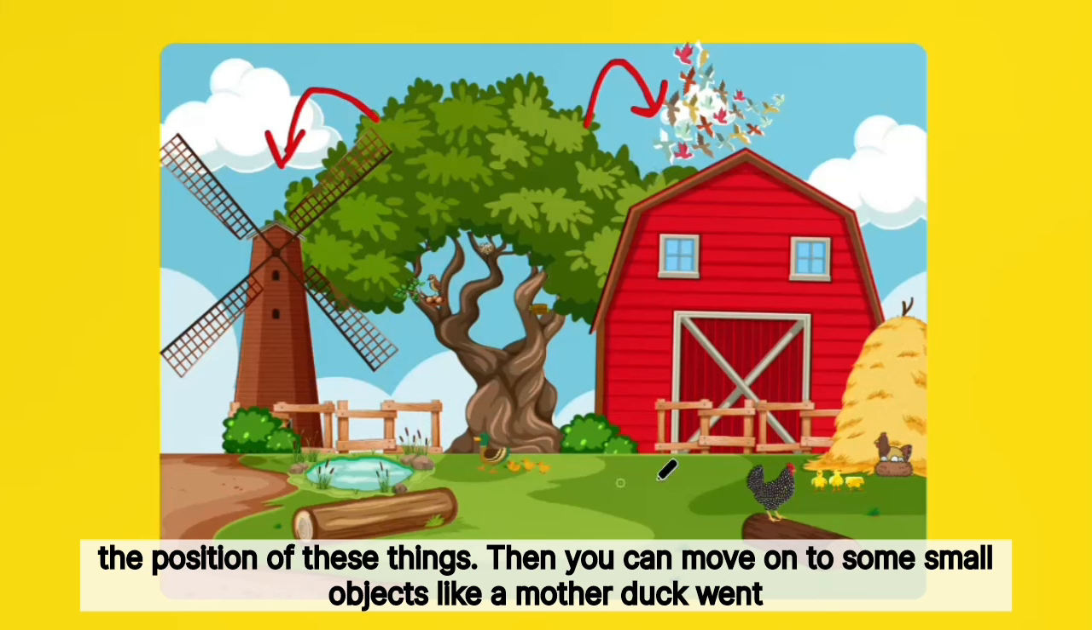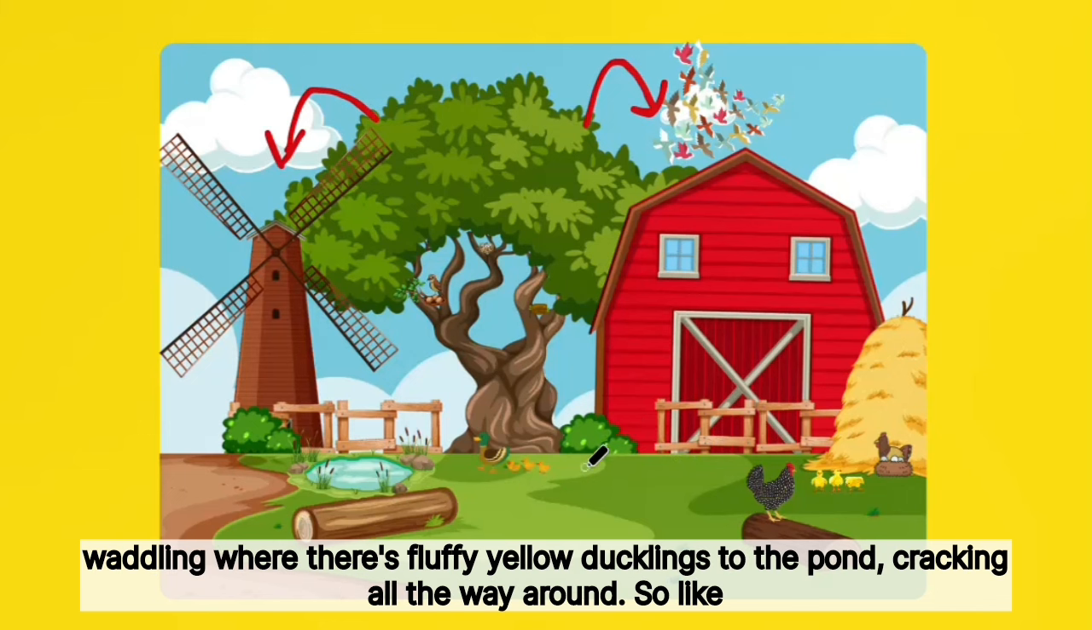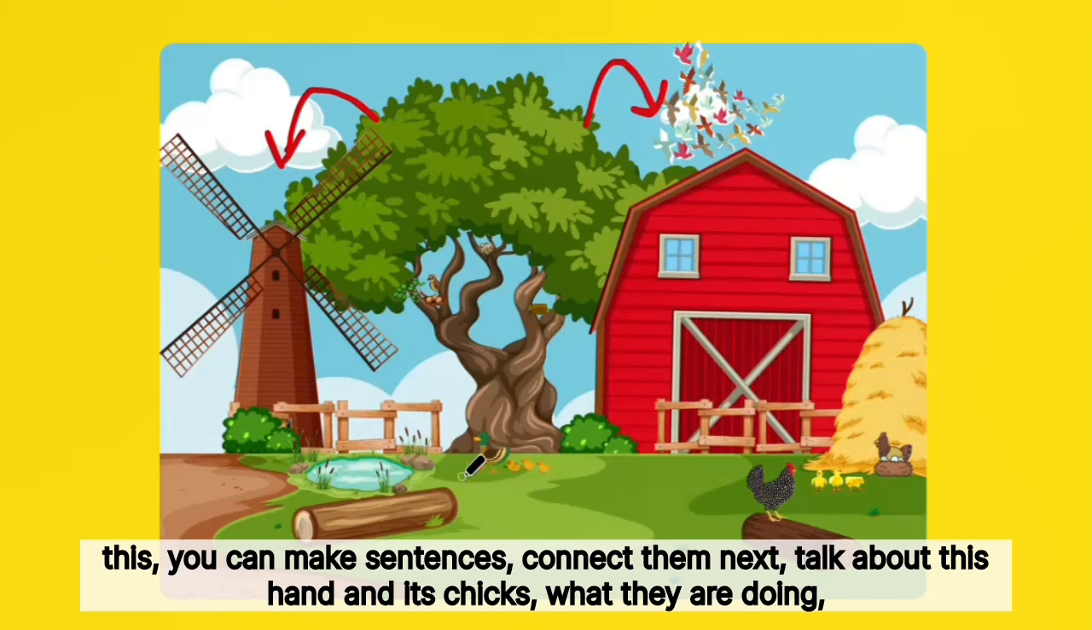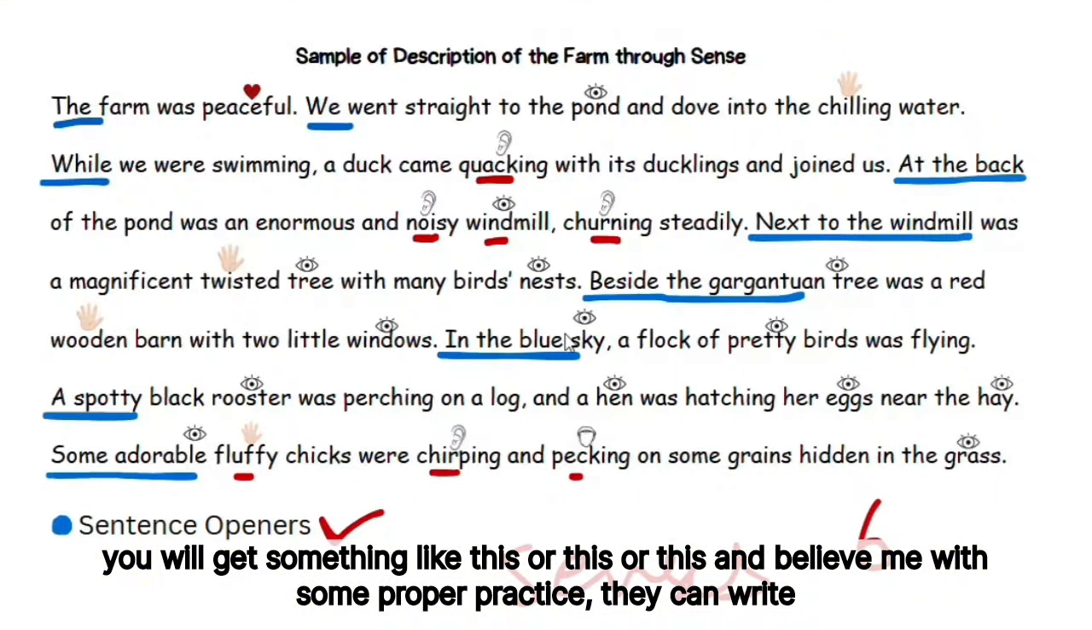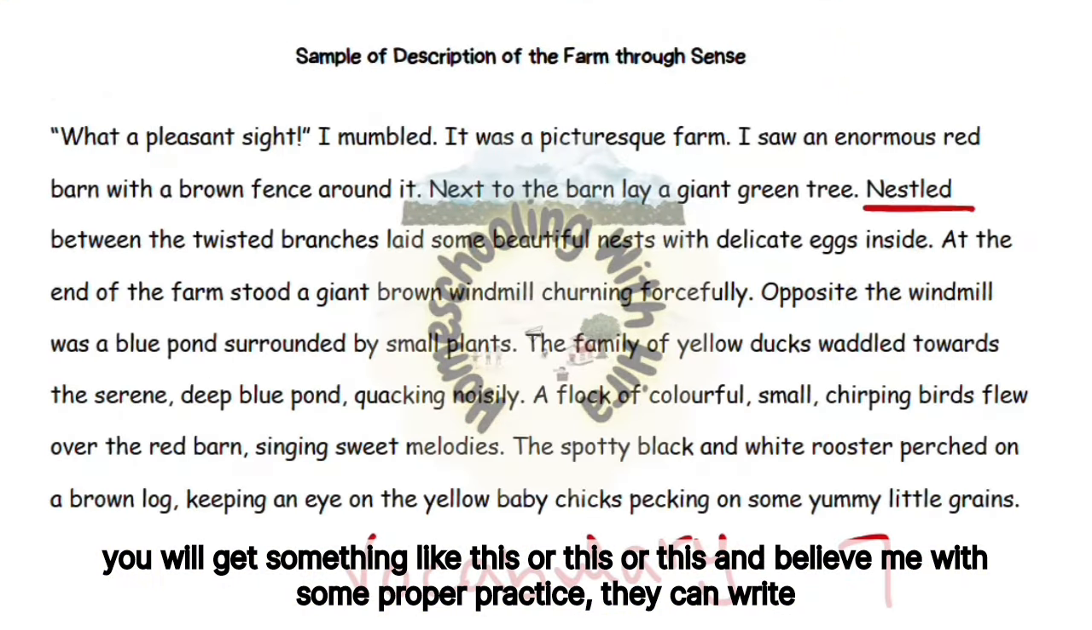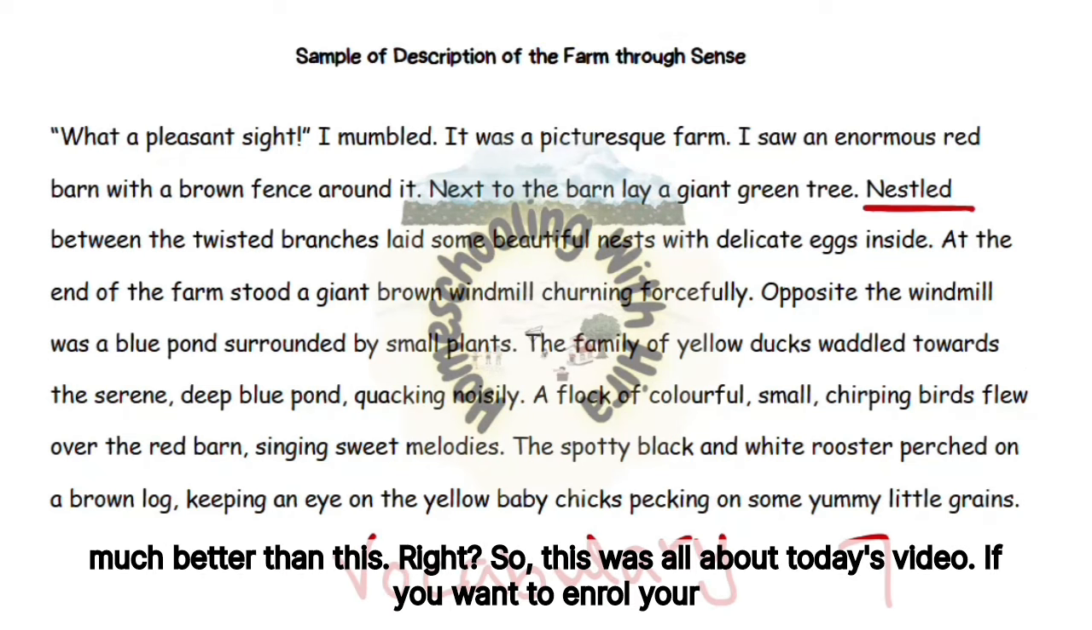Then you can move on to some small objects like a mother duck went waddling with its fluffy yellow ducklings to the pond, quacking all the way around. So, like this, you can make sentences, connect them. Next, talk about this hen and its chicks, what they are doing, what this rooster is doing on the log. And if you help kids cover all these things, at the end, you will get something like this, or this, or this. And believe me, with some proper practice, they can write much better than this.